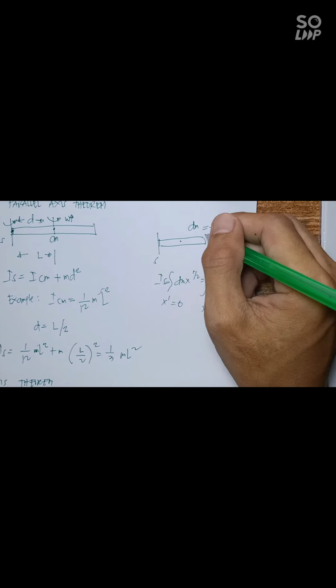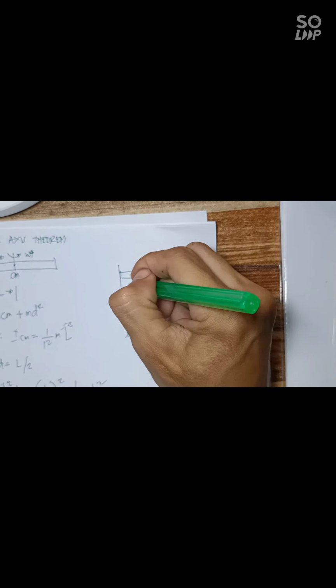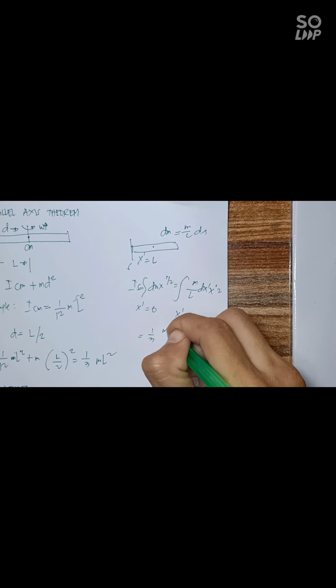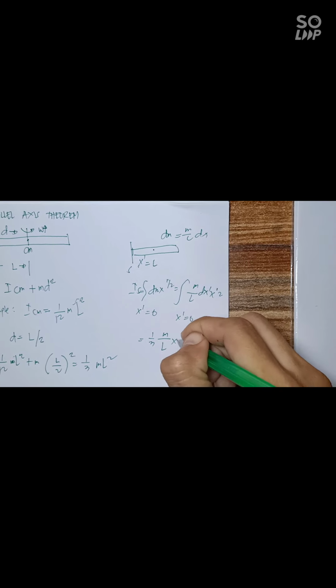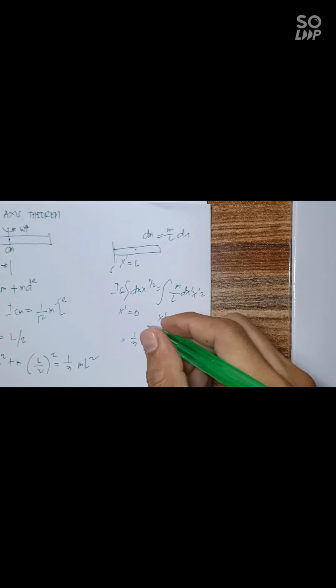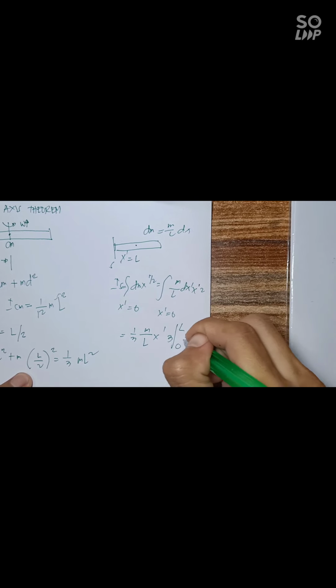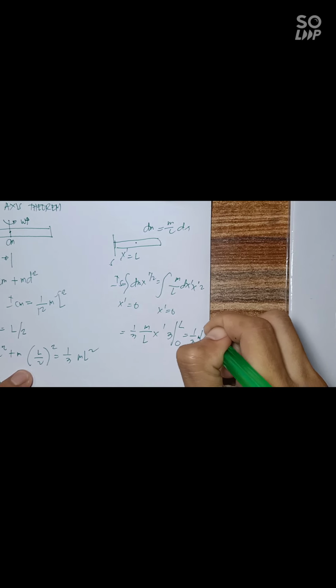And this is just the integral of x cubed over 3. So we have 1/3 M over L x prime cubed, evaluated from 0 to L, and that comes out to 1/3 ML squared. And that's in agreement with the parallel axis theorem. Thanks again for listening. Bye.